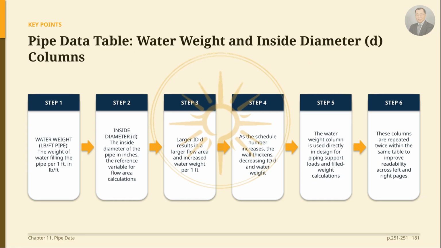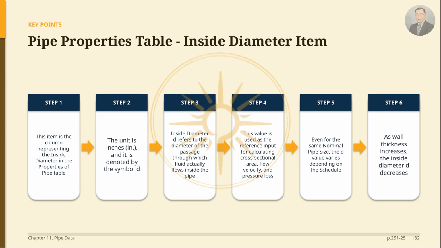For reference, these columns are repeated twice side by side within the same table to improve readability when reading a wide table. Now, I will introduce the inside diameter item in the pipe properties table. In the table, this column is in inches and is denoted by the symbol d. The inside diameter d refers to the diameter of the passage through which the fluid actually passes inside the pipe.